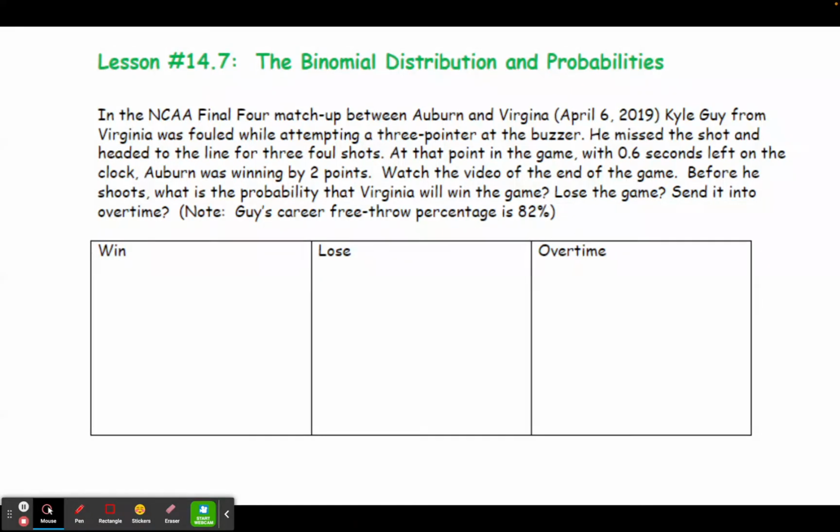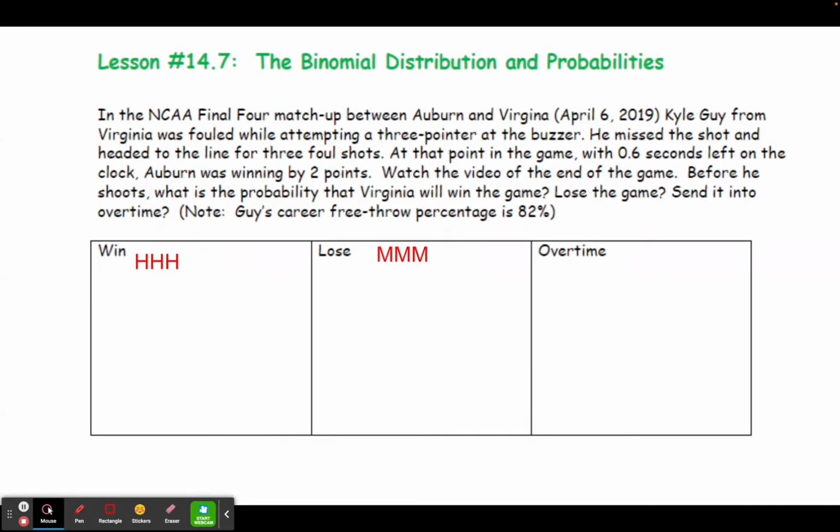So let's look at the possible scenarios here. First of all, they could win the game if he makes all 3 of those shots, because currently they're down by 2 points, right? The score is 60-62. So we're going to use H for hit the shots, and that's the only way they can win the game at this point. Now, if he misses all 3 shots, they're going to, of course, lose the game.